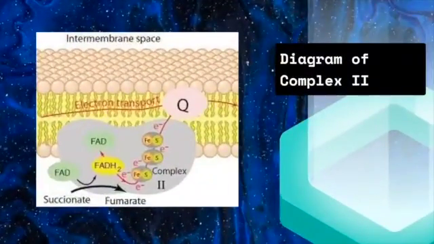As you can see, 2 FADs come together to form FADH2, and with the help of succinate dehydrogenase, the FADH2 produces 2 electrons. These 2 electrons then travel through complex 2 and through the iron-sulfur clusters, as can be seen here, and go to ubiquinone, which is turned into ubiquinol when the electrons reach it. Eventually, this ubiquinol goes to complex 3.